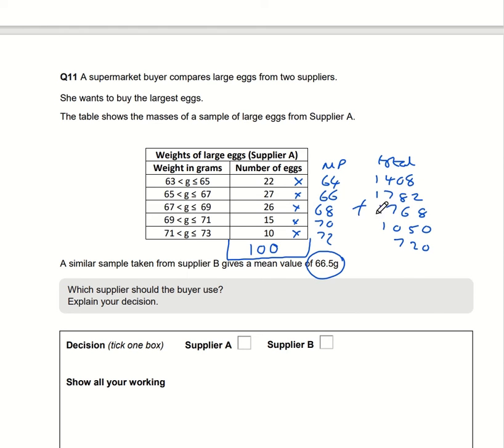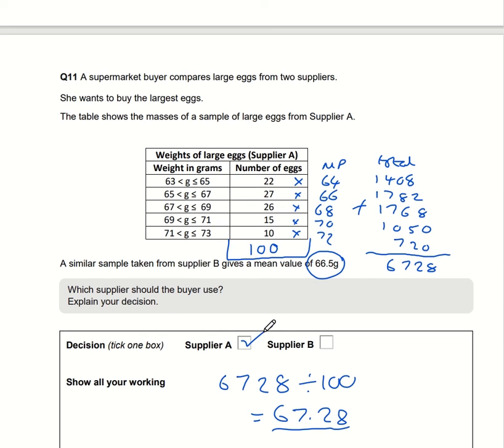And the grand total of all the weights combined, remember this is an estimated total, not an actual total, but it's the best we can do. That comes to 6,728. So the estimated mean is going to be 6,728 divided by 100, so that is 67.28. So the estimated mean for supplier A is 67.28. The mean for supplier B is 66.5, so presumably she'll want the larger eggs, so therefore she should go with supplier A.